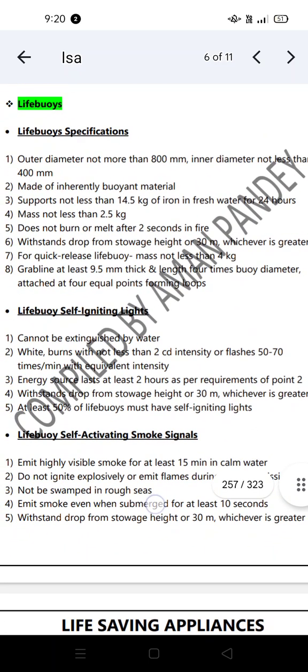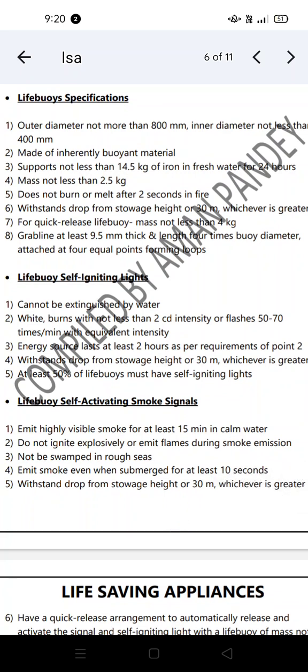Now coming to the life buoy. The requirement for the life buoy is very basic. The outer diameter is 800 mm and the inner diameter is 400 mm. It should have a minimum mass of 2.5 kg, and for the MOB marker life buoy it should be 4 kg. It should be tested with 14.5 kg of iron in fresh water for 24 hours. The light should be a self-igniting light, burning for at least 2 hours with 2 candela intensity.